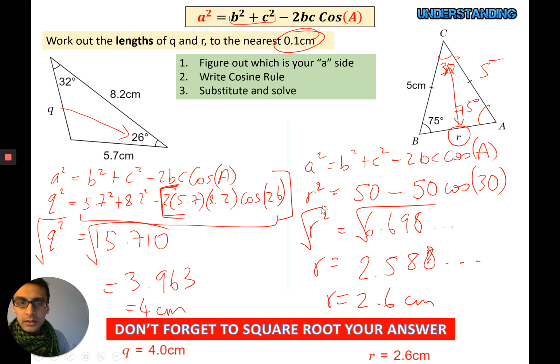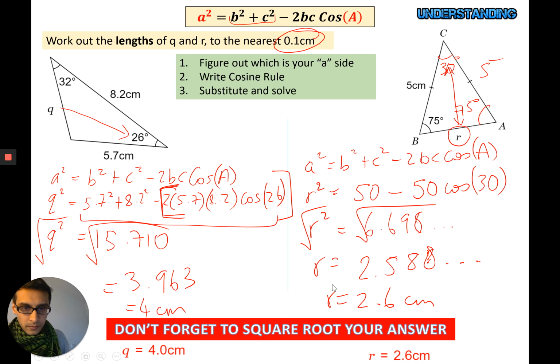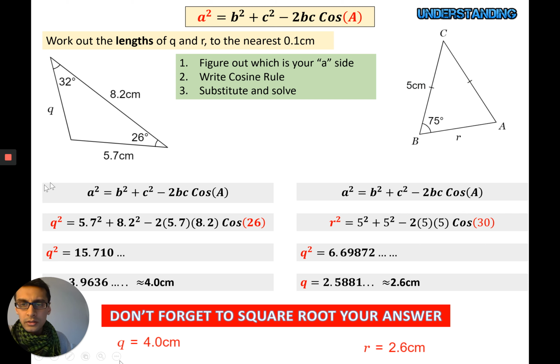And that's how you can use the cosine rule. Now I've typed this up neatly here. So you can see the worked solution typed up for you here if you're not sure how to do it. And don't forget to square root your answer. So that's how you can work out lengths.